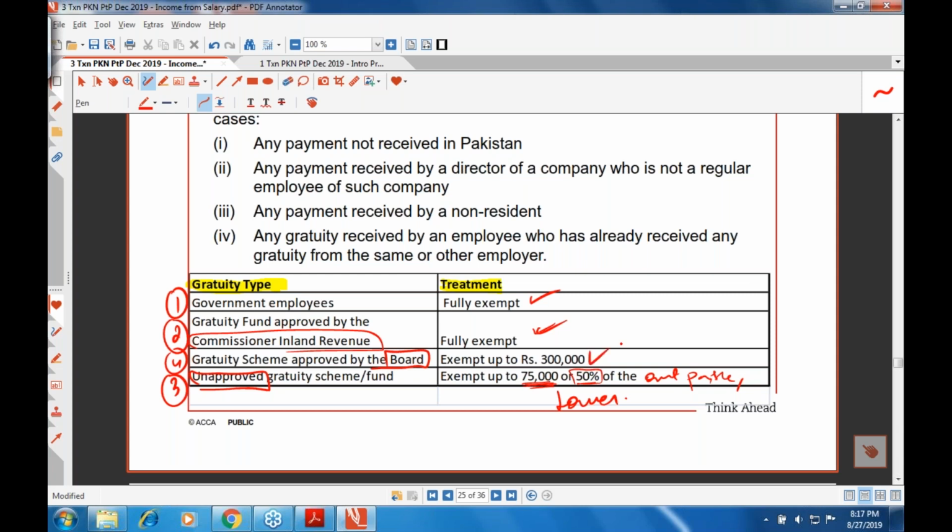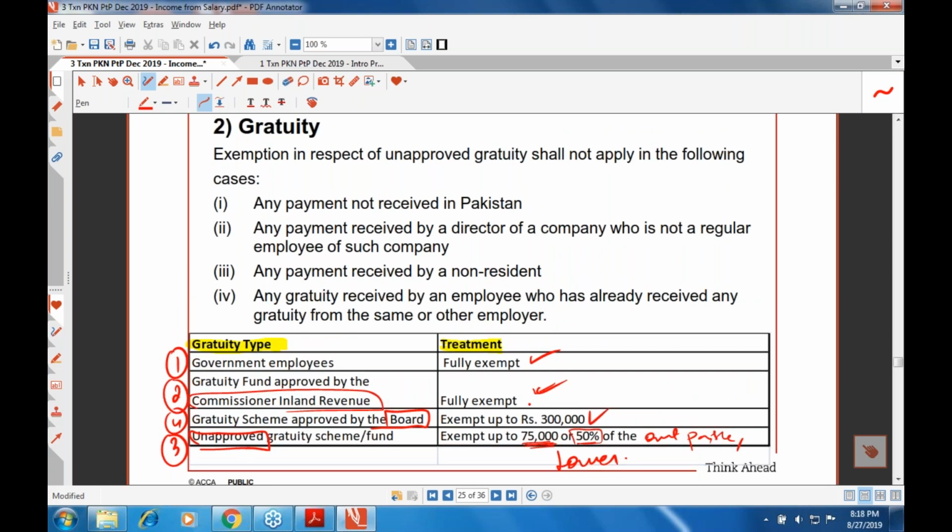Now, from the exam perspective, you need to remember all this: if there is a government employee or an approved gratuity fund, that's exempt. But if there is a gratuity fund which is unapproved, then the exemption is the lower of 50% of the amount payable or 75,000. And lastly, if the scheme is approved by the board, then 300,000 is the exemption limit.